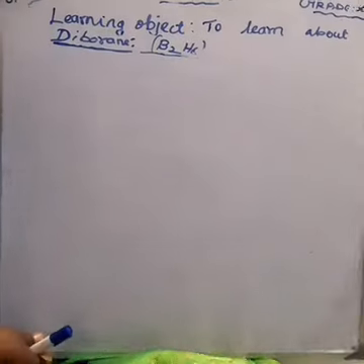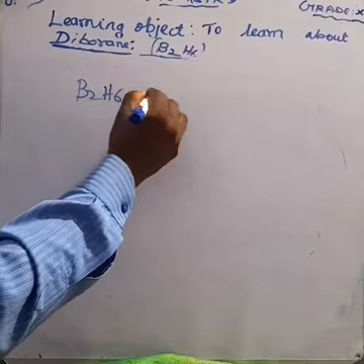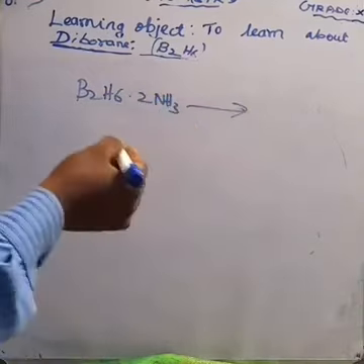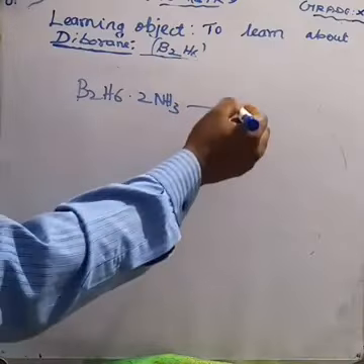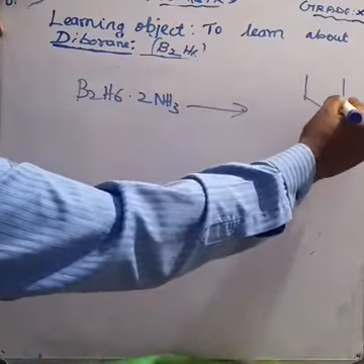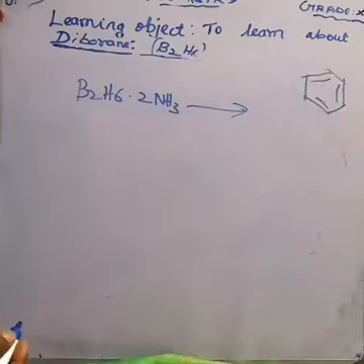Next, diborane reacts with 2 moles of ammonia. B2H6 reacts with 2 moles of ammonia at high temperature in a closed vessel. Okay, closed vessel. We get an inorganic benzene. All of you know about benzene. This is the benzene. Already we learned it in 11th grade. Like that, inorganic benzene.